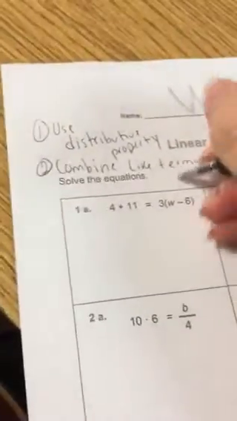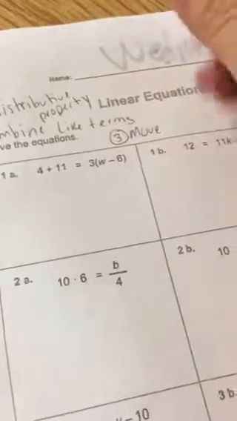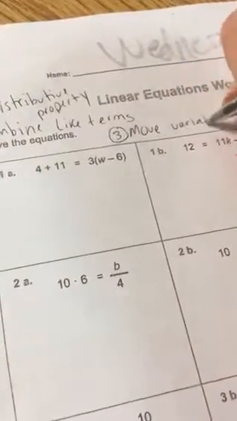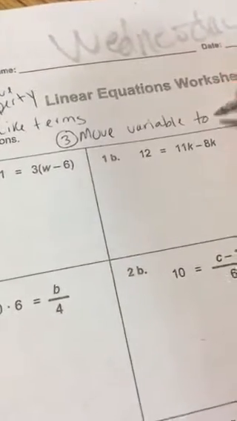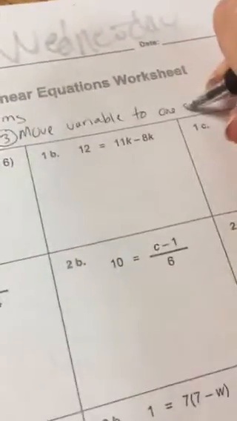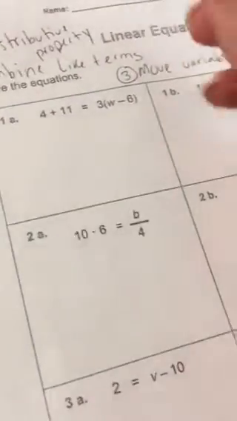And then after that, we check and see where the variable is. If there's variables on both sides, we would need to move variable to one side. After that, we can just solve the equation using our normal steps.